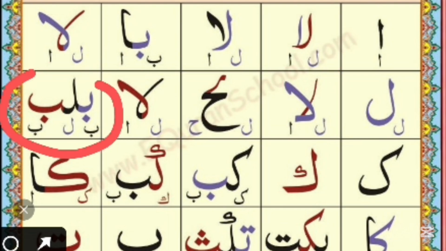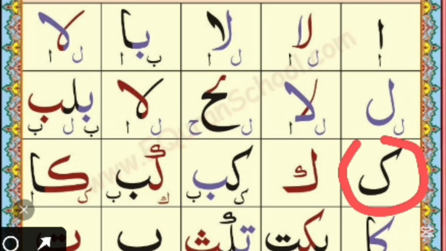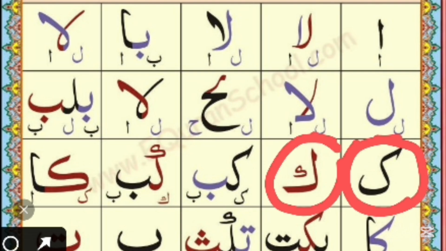The first one is ba, and the middle letter is lam, and the third one is again ba. Ba, lam, ba. This one is another shape of kaf. In Arabic, one letter has multiple shapes. This kaf has two shapes. We can write kaf like this also.